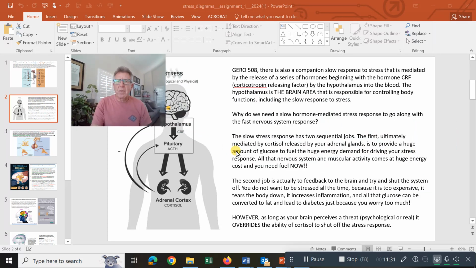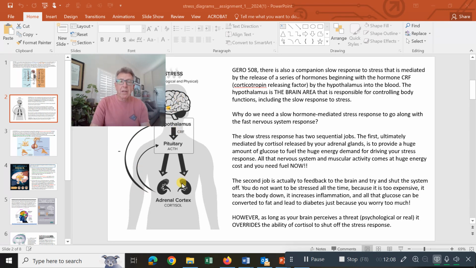So first, cortisol released by the adrenal glands, which we see down here, provides a huge amount of glucose. It goes to the liver as well and says, release the glucose. It will actually tell the liver, let's convert some of your key proteins into glucose. We can make new proteins later. We're in a very stressful situation. So it's providing a backup of fuel. Super important.